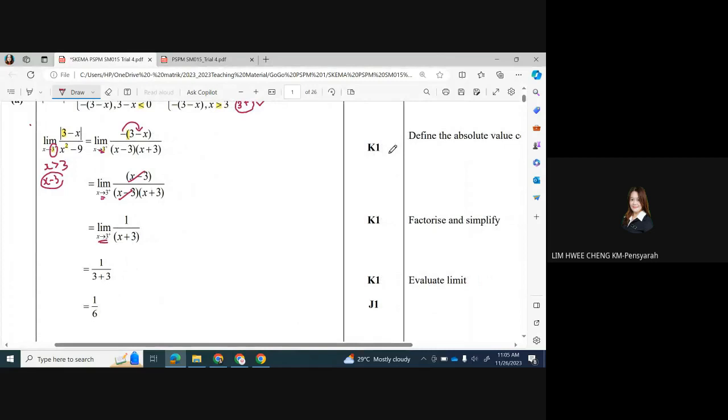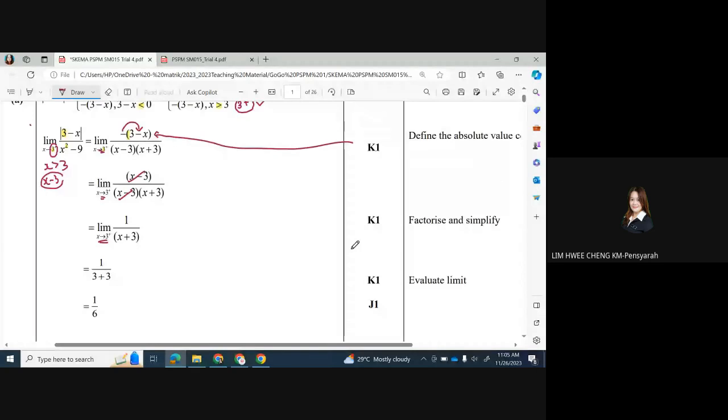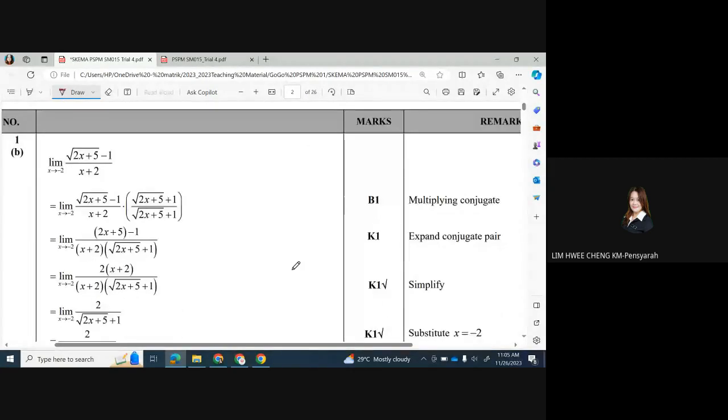Okay, so M1 is the definition of the correct absolute value. And then that means you choose the correct function of this, you get an M1. Then another M1 is factorized and simplified. And the third is that you need to evaluate, and the fourth is the final answer. So total is 4 marks. Okay, how many of you got this question correct? Angkat tangan. Ada okay, very good.